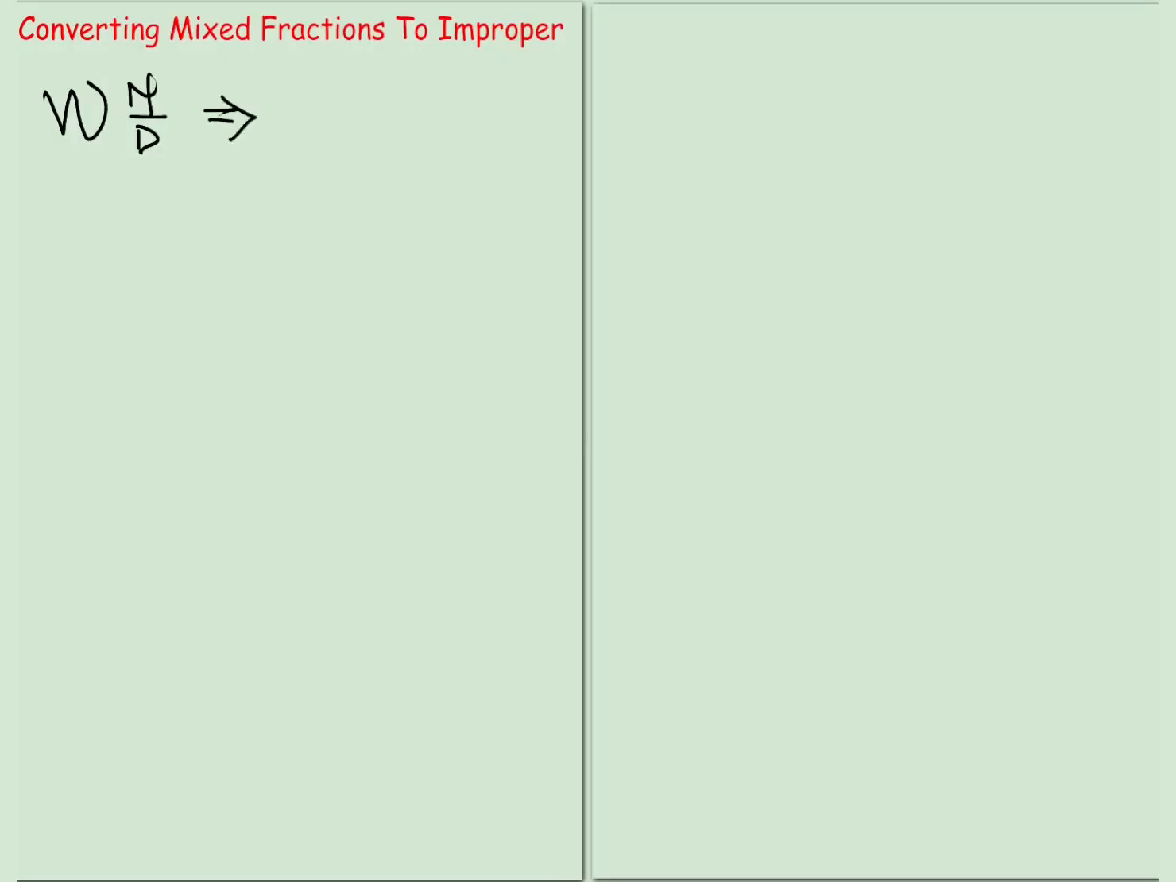So if you have a mixed fraction of this form and you want to change it into improper fraction, what you do is you have to multiply the whole number by the denominator. So the whole number times the denominator. Then we add the numerator, all over the denominator. Very simple. Multiply the whole number by the denominator, then you add the numerator. As simple as that.